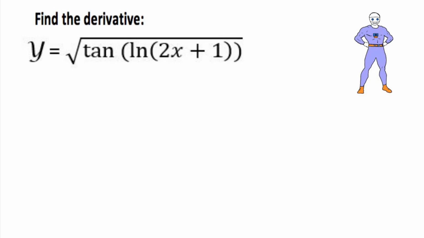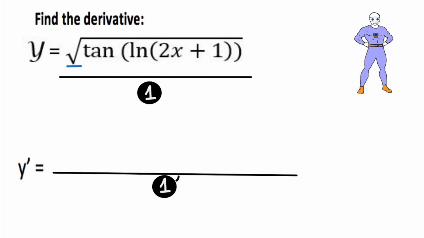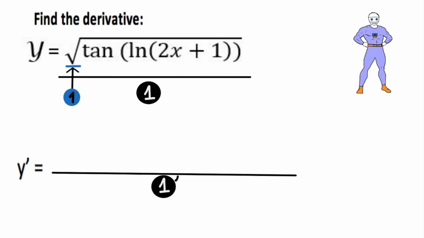In this example, we'll look at the case where functions are embedded into one another. Let's begin. The first step is to label the whole problem 1. And our solution will be the derivative of this 1. Next step is to label the outermost function 1. In this case, square root.